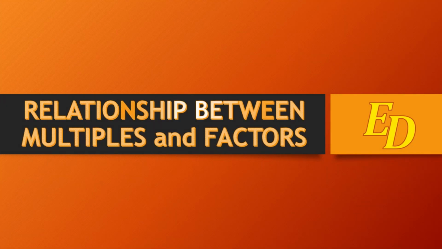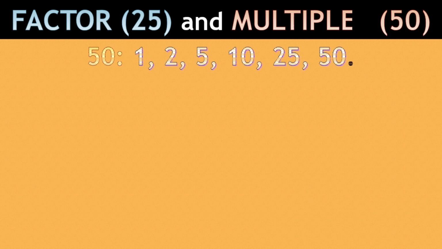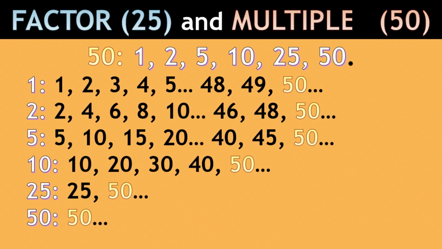Relationship between multiples and factors. Let us take 25 and 50 as our example. 25 is a factor of 50. This means that 50 is a multiple of 25. These are the only whole numbers that can divide 50 without any remainder. All factors of 50 have a common multiple of 50.